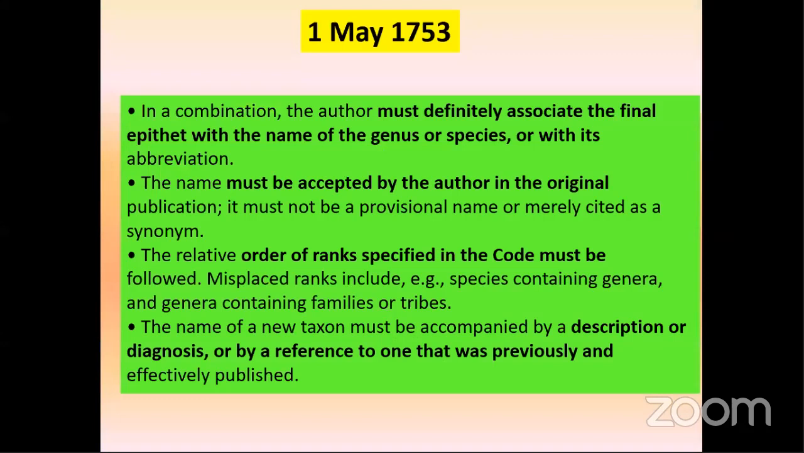Next. First May 1753, in combination the author must definitely associate the final epithet with the name of a genus or species or with its abbreviation. The name must be accepted by the author in the original publication. The relative order of rank specified in the code must be followed. So these are all the things specified in the Species Plantarum. So that's why it is a resurrection period for nomenclature of botany. Next one.